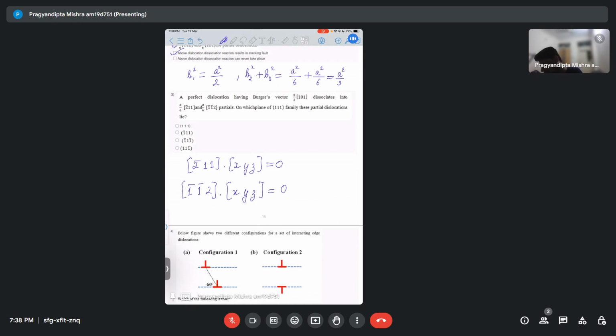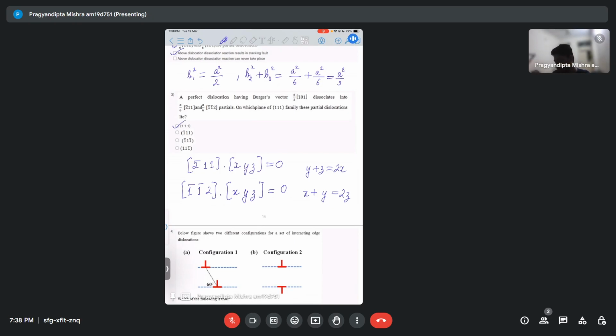Okay, so both of these lead to y plus z equal to 2x. This one also will lead to, no, this one will lead to x plus y equal to 2z. Okay, so these are the two expressions we have. We have 3 unknowns, 2 expressions. So essentially we'll have to put the options in these equations and see which one satisfies both. So does 111 satisfy? Yes, y plus z will be equal to 2x and x plus y will be equal to 2z. That will satisfy.